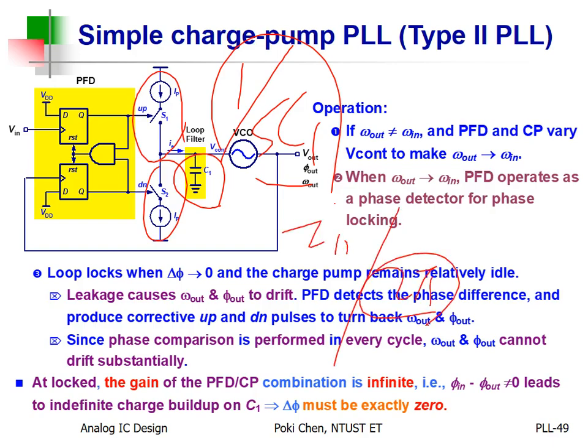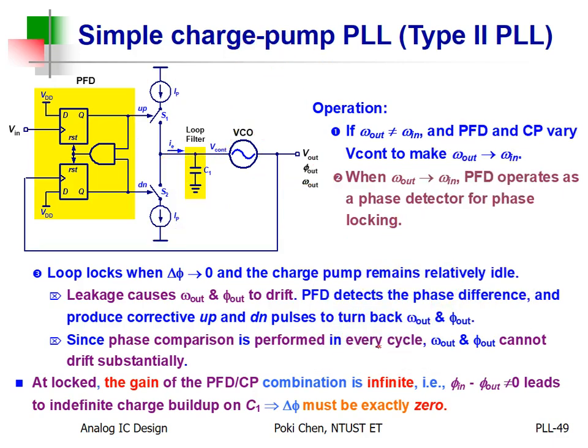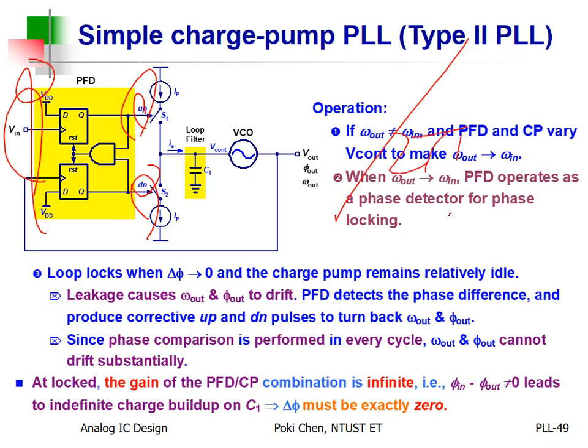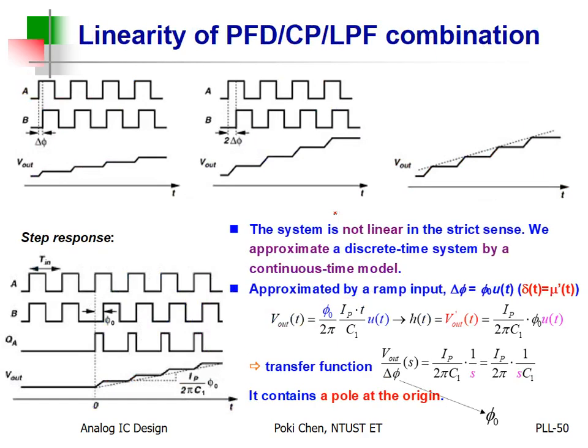over 2 pi? Because it is charged for your phase difference. The phase difference between these will become up and down. The more phase difference, it means the more charging or more discharging. But it is done periodically, 2 pi. So for each period, it goes up and up and up. On average, you get this. So the slope is this one, IP over 2 pi. Anyway, that is what I can help. That is complicated.